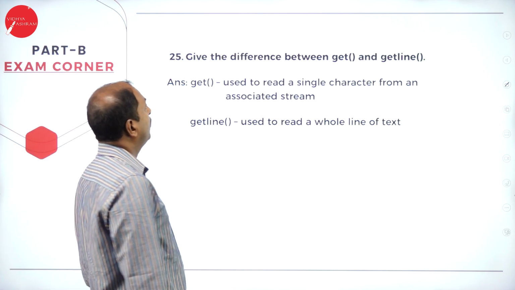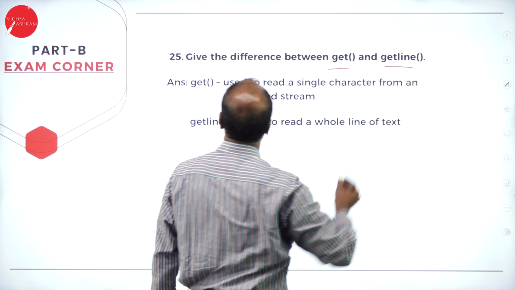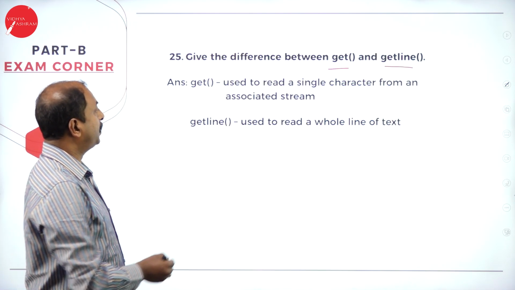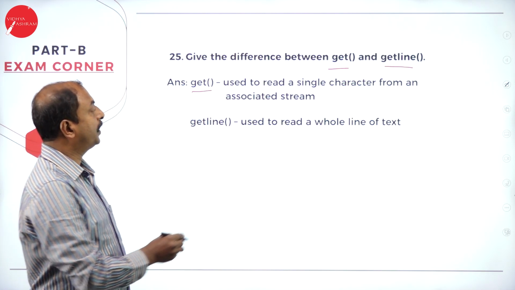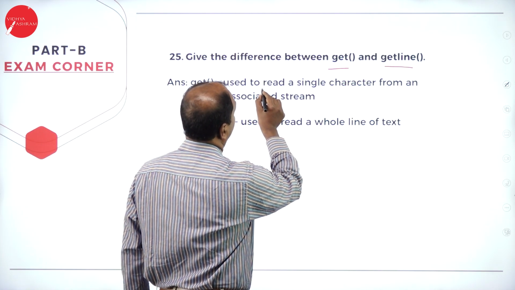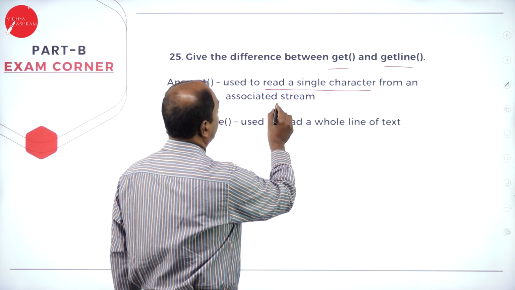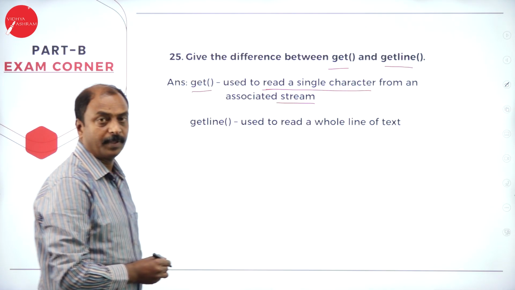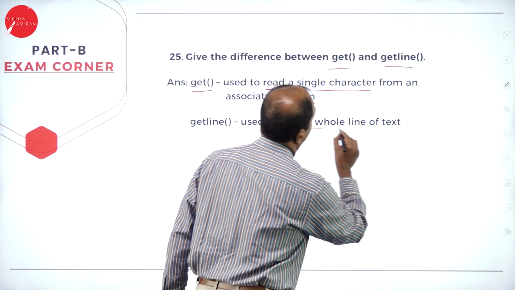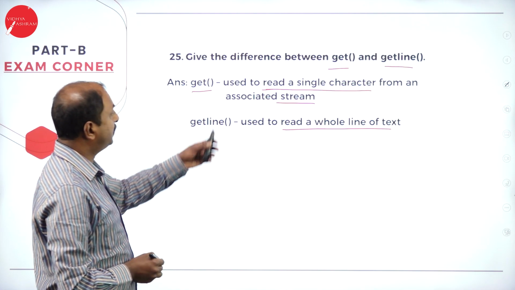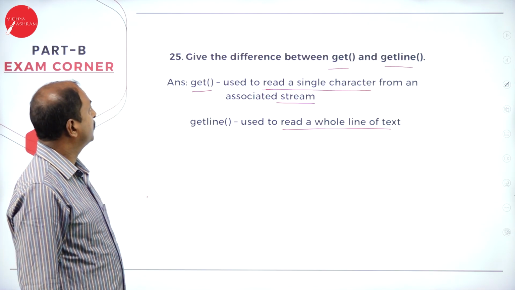Next question is give the difference between get and getline functions. These two are functions. The get function is an input function used to read a single character from an associated stream. And the getline function is used to read a whole line of text. So this is the difference between get and getline functions.